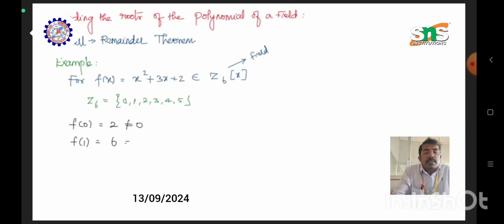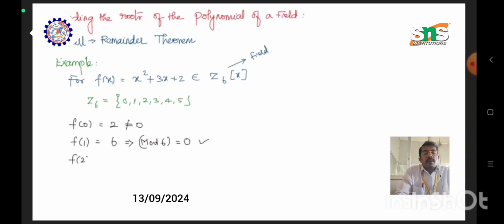When I substitute 0, I get the answer 2, which is not equal to 0. Next, I substitute f(1). When I substitute, I get 6, but 6 is not available in the field, so I reduce it by the n value. So n is 6, so mod 6. If I use the mod 6 concept, I get the answer 0.